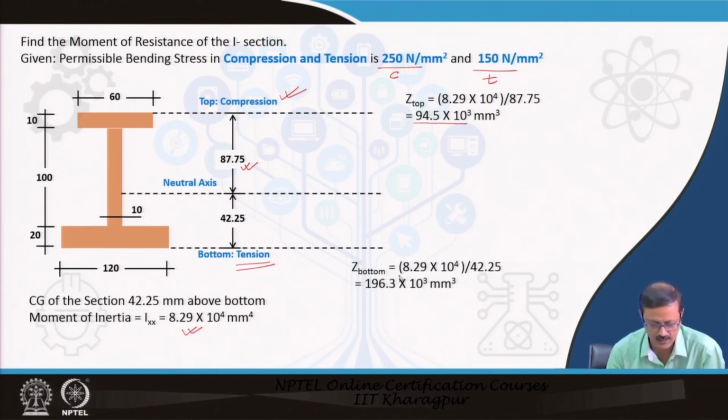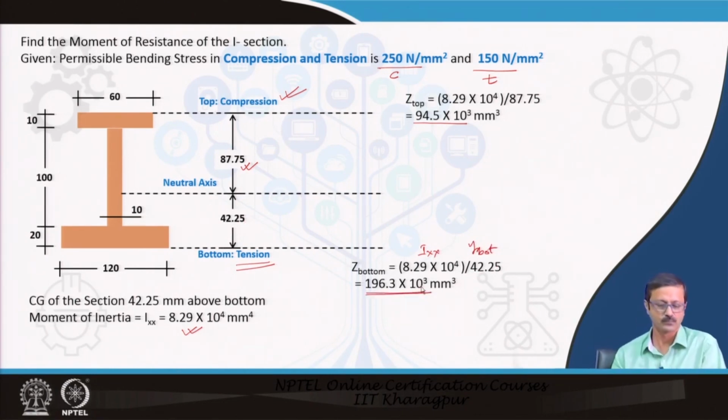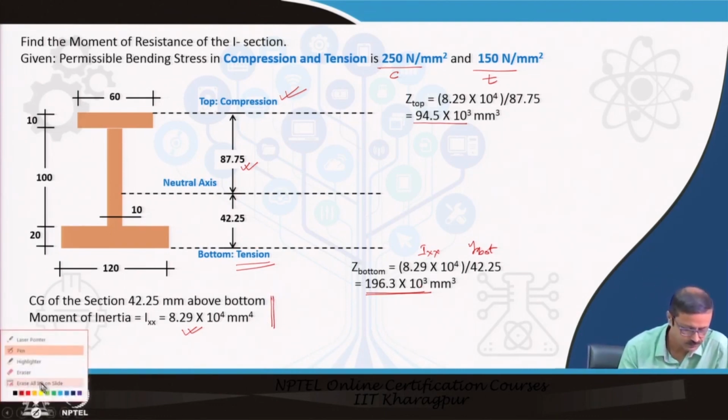Similarly, this is Ixx, and this is your y bottom, 42.25. So, those are the Z bottom and the Z top. Those values you can compute, or you can use that Excel format to compute these values. Now, let me clear it.